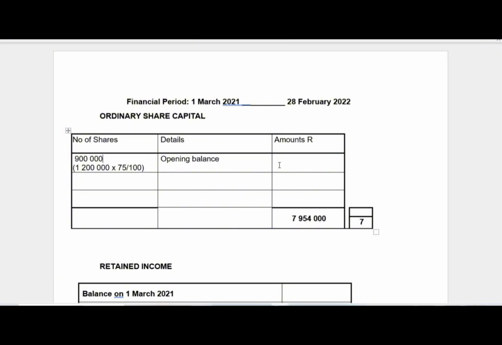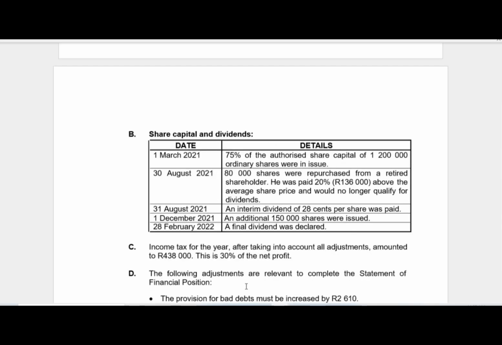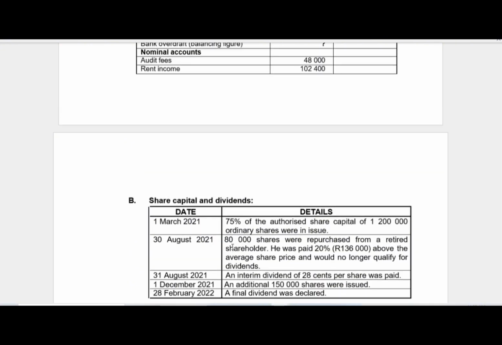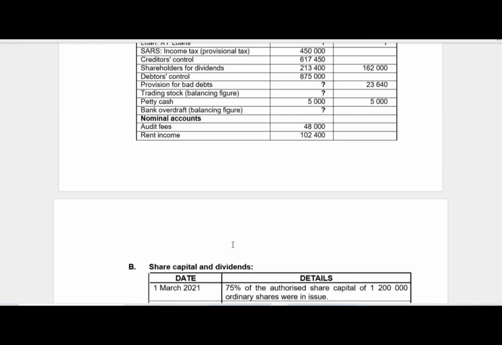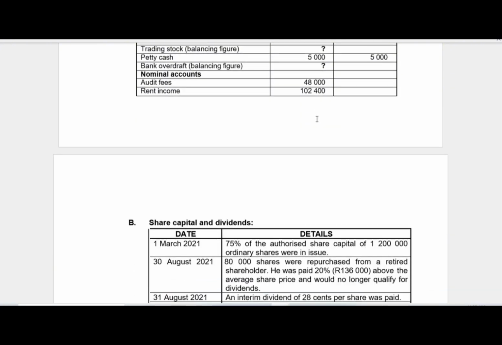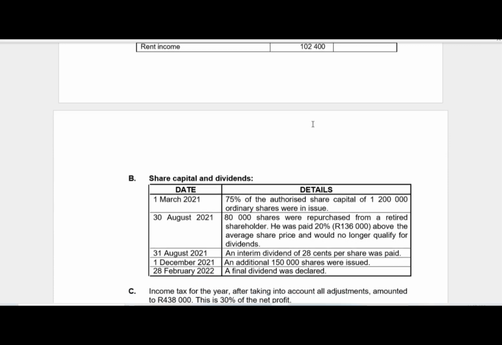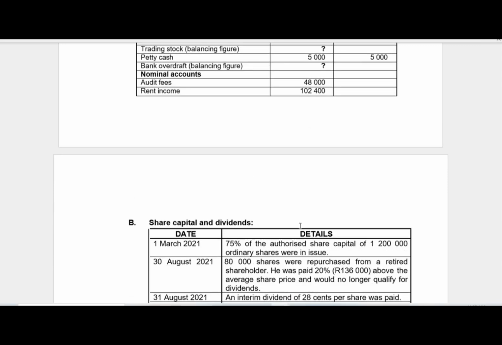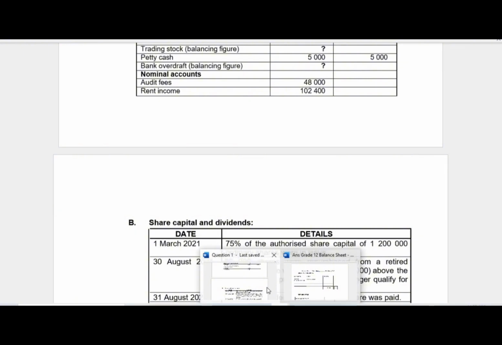And now, how much is the rand value for those shares, and how do we determine that? We are still going to have to calculate the rand value for the shares issued. So for us to calculate the rand value for the shares issued, we need to check something.